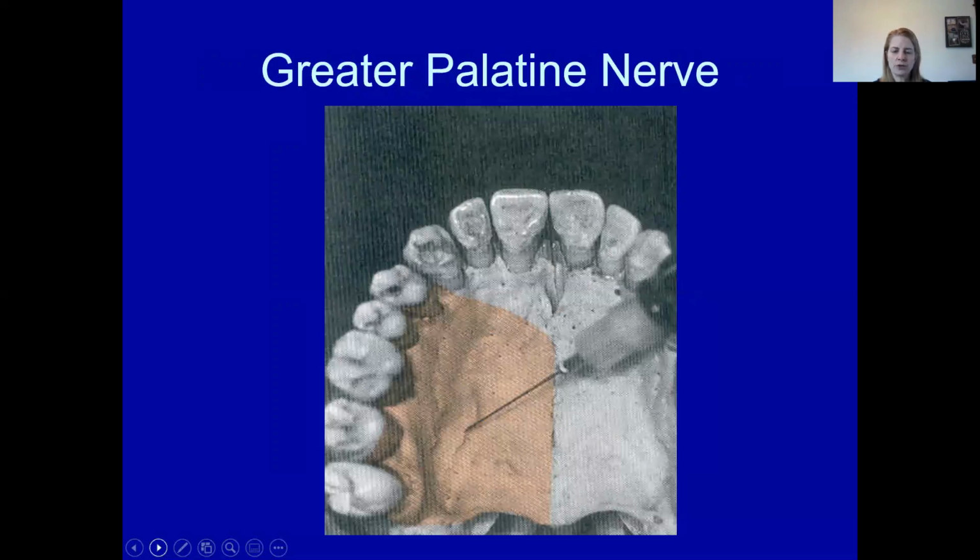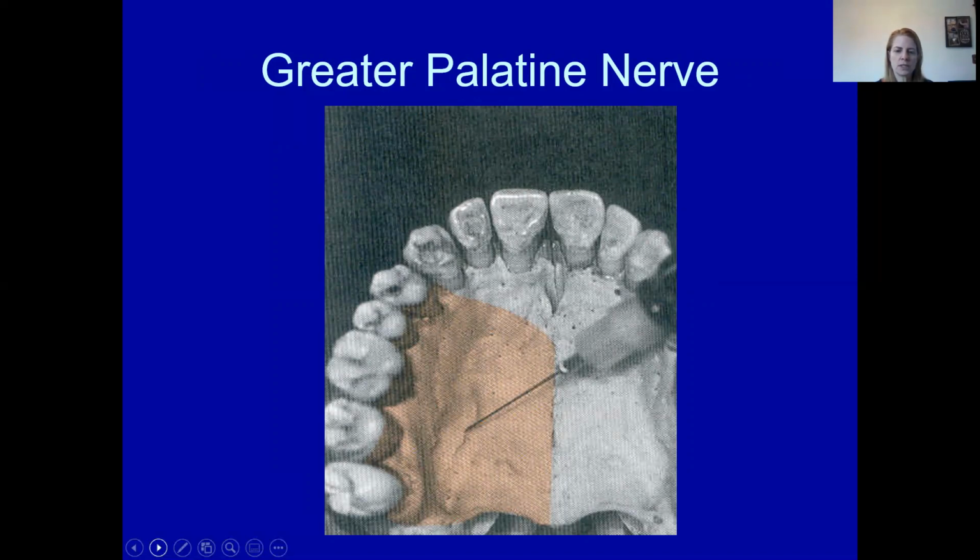Our greater palatine nerve is going to be just anterior to the greater palatine foramen. We're following our first molar down. It's usually between the first and second molar in the hard palate area, where the alveolar process meets the palatal bone. And this is going to numb the gingiva and the posterior molars to the midline.